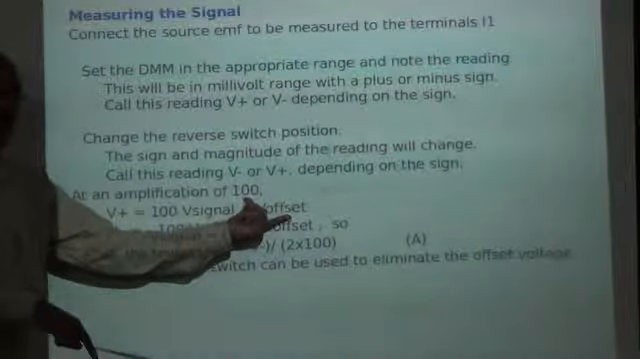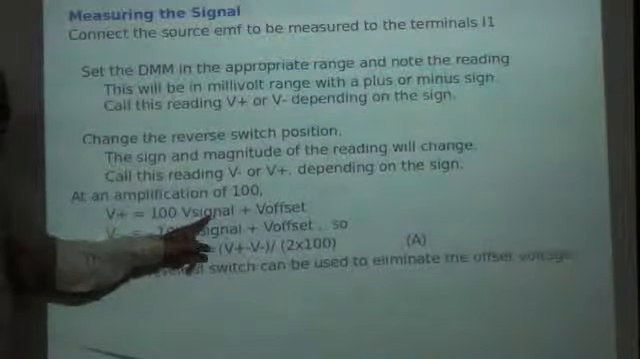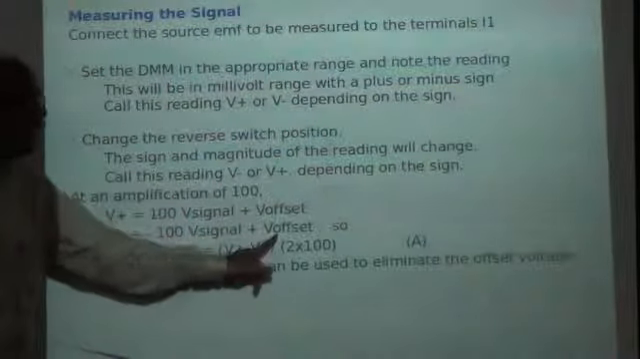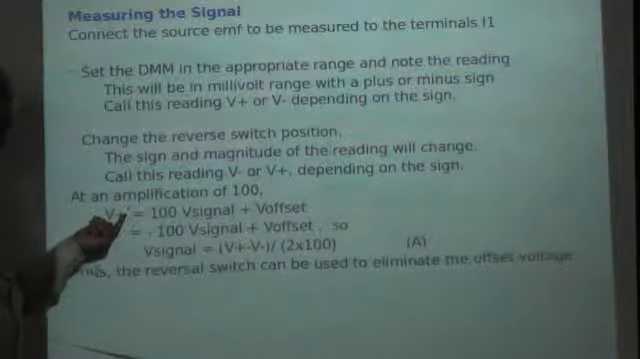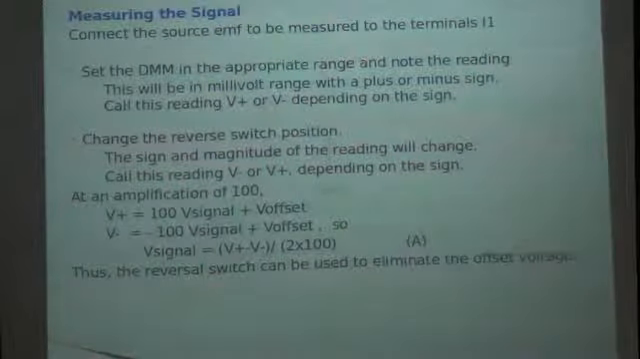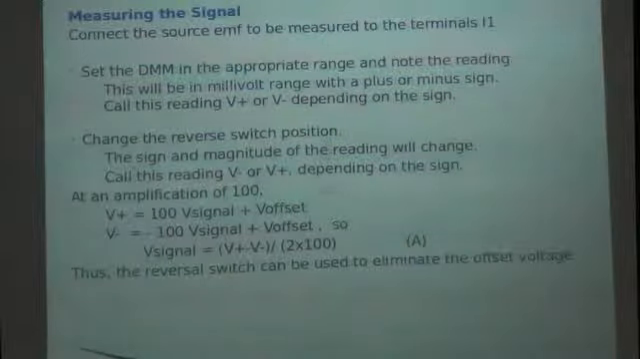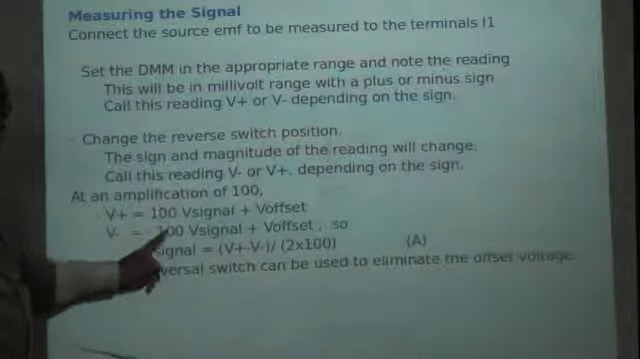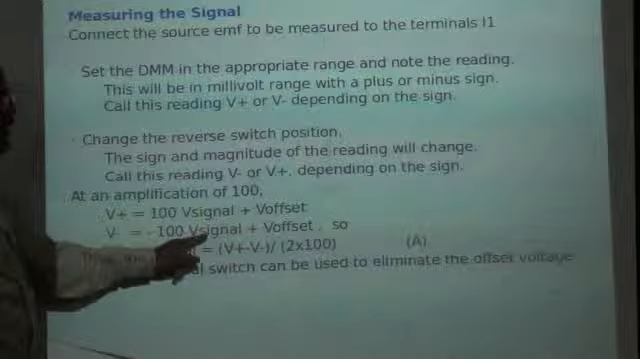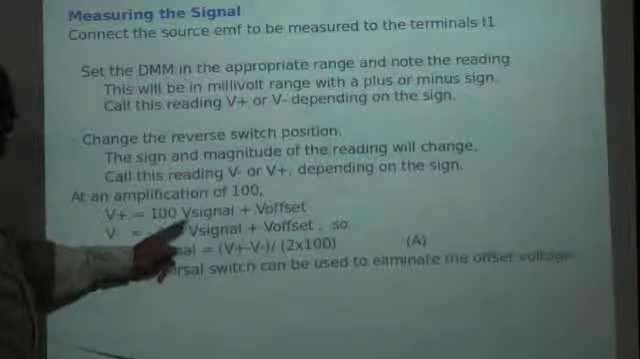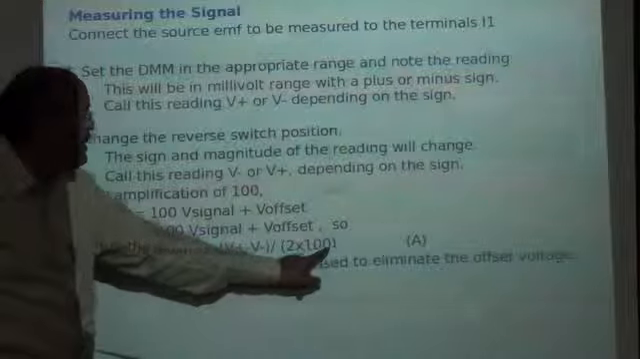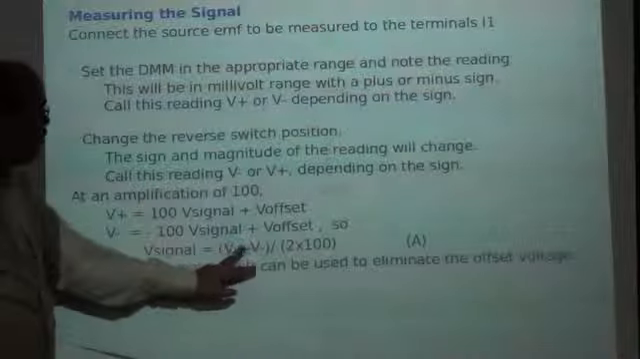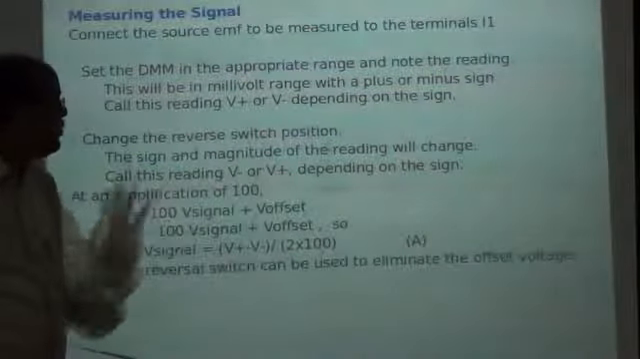Now we put the switch down in the reverse mode, so the signal becomes B minus. Therefore B minus becomes minus 100 B signal and the offset will remain the same. So we take the reading when the offset knob is up, and the reading when the offset knob is down, and now we subtract one from the other. If you subtract, this becomes 2 into 100 into B signal. So if you add the two and divide by 2 and also by 100, because 100 is the amplification factor, B signal will be equal to (B plus minus B minus) divided by 2 into 100.